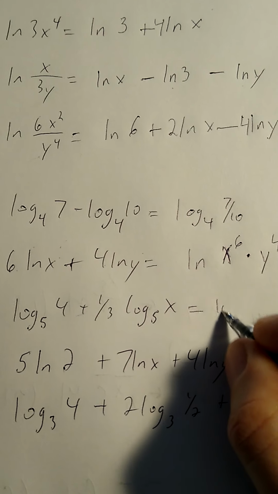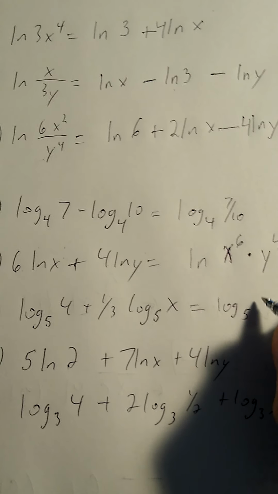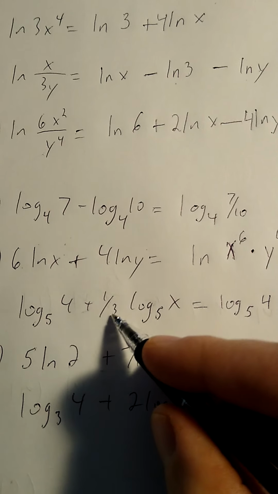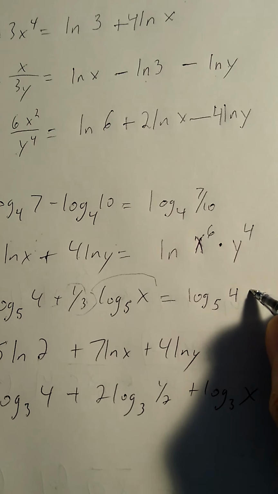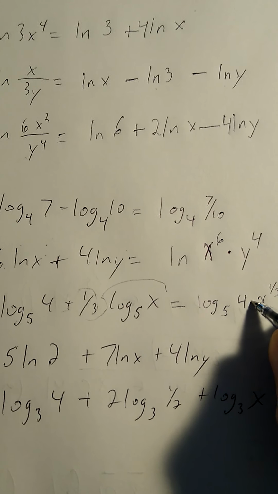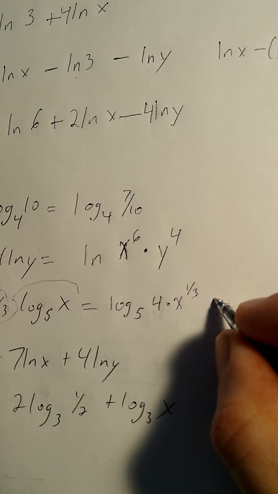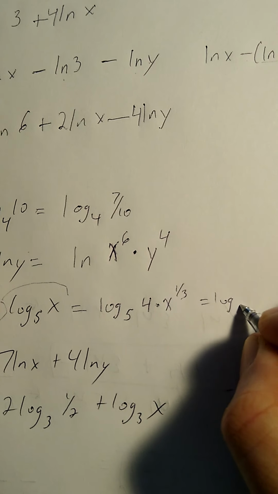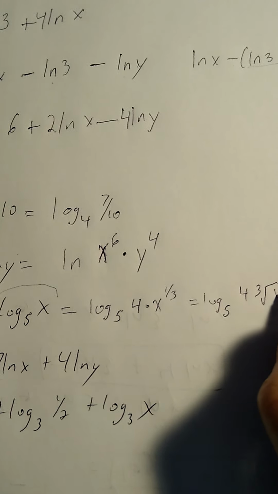Here I have log base 5. I have a 4. And this is a coefficient, so it's going to come up and become the exponent. X to the 1/3. And they're being added, so I'm going to multiply those two elements because their logs are being added. You can also write this as log base 5 of 4, and 1/3 as an exponent means cube root, so 4 cube root of x.